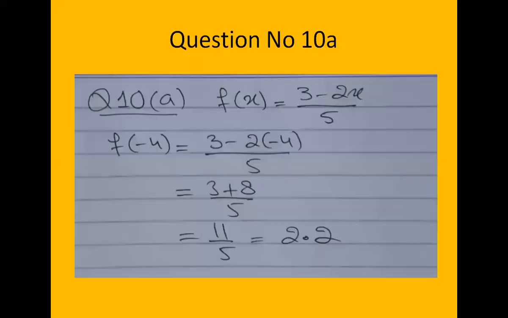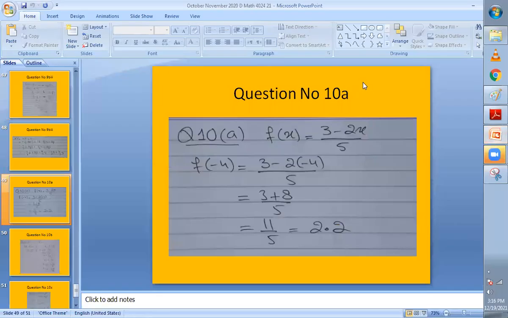So f of x is equal to 3 minus 2x divided by 5. f of minus 4 will be, in that formula, wherever you have x, substitute minus 4. So 3 minus 2 bracket minus 4 bracket close, the whole thing divided by 5. So you will have 3 plus 8, the whole thing divided by 5, 11 by 5, and that will be 2.2. So this is how you do question number 10, A part.